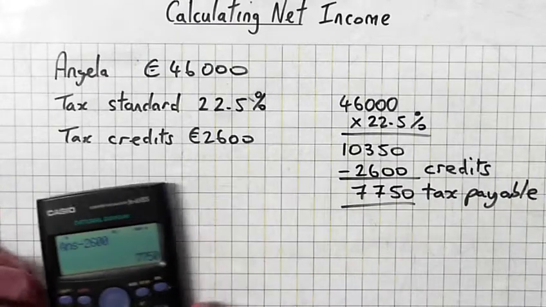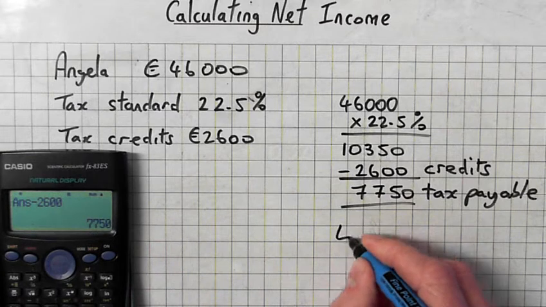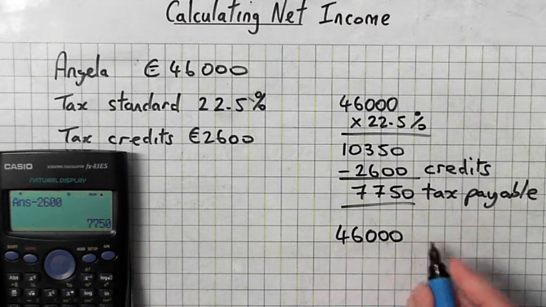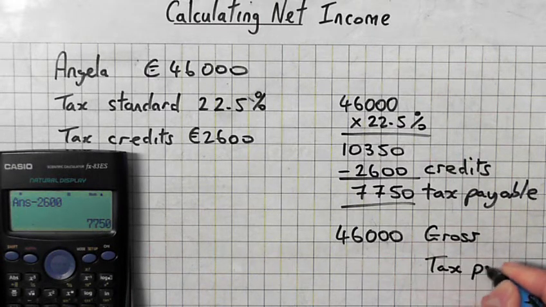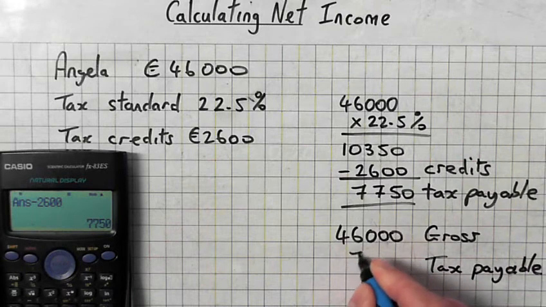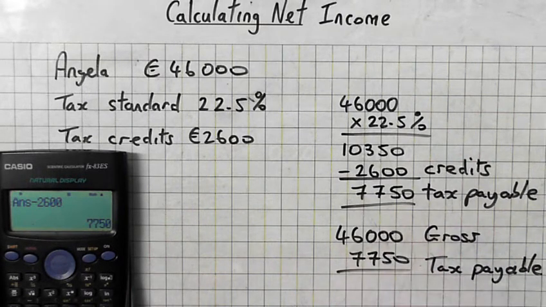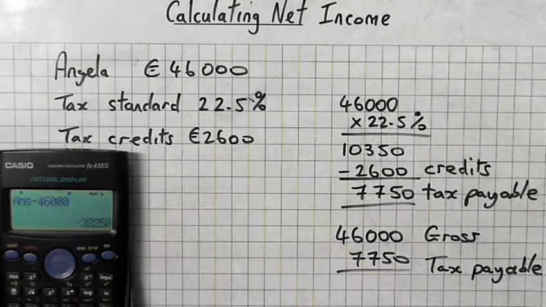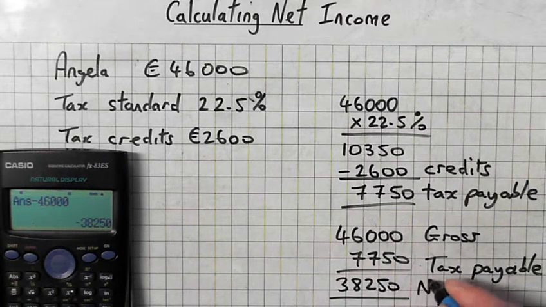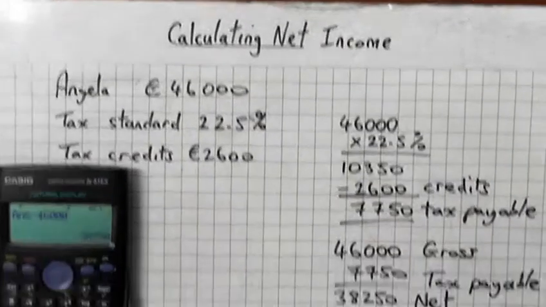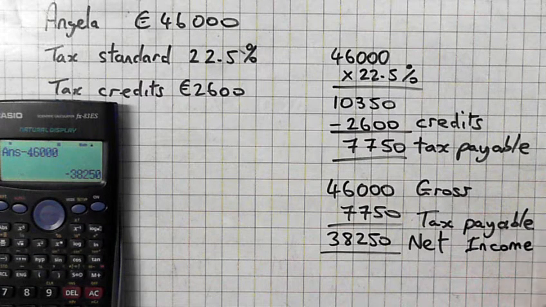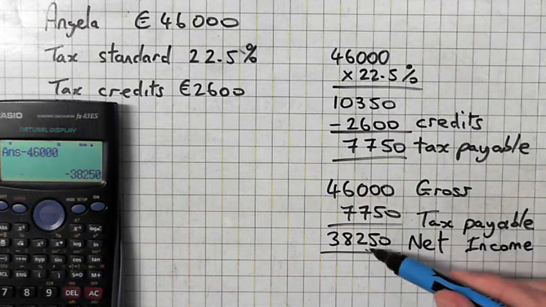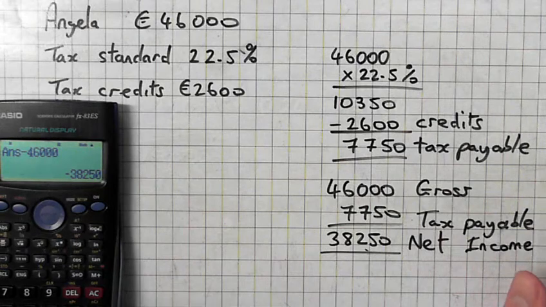So the amount of tax you actually pay. Tax payable. So how do you find out now how much she actually receives? 46,000, that's the gross salary, minus tax payable, which is 7,750. Alright, so it's 38,250 is her net income. That's the heading, net income. So how do you find out how much you get a week? Divide that by 52.